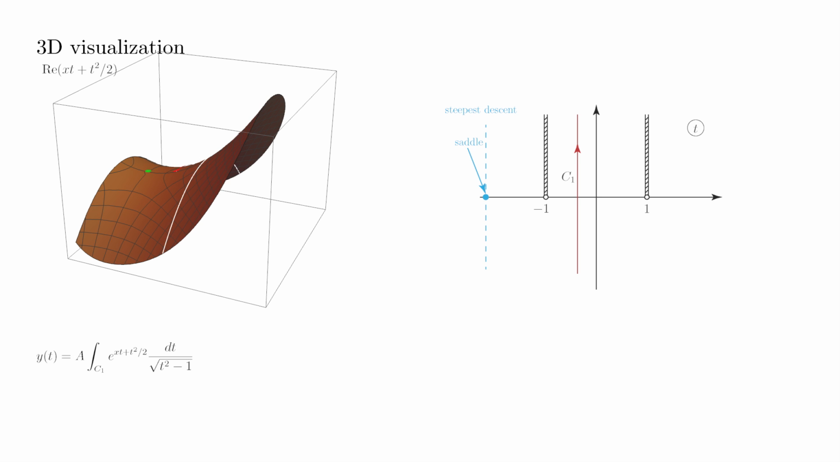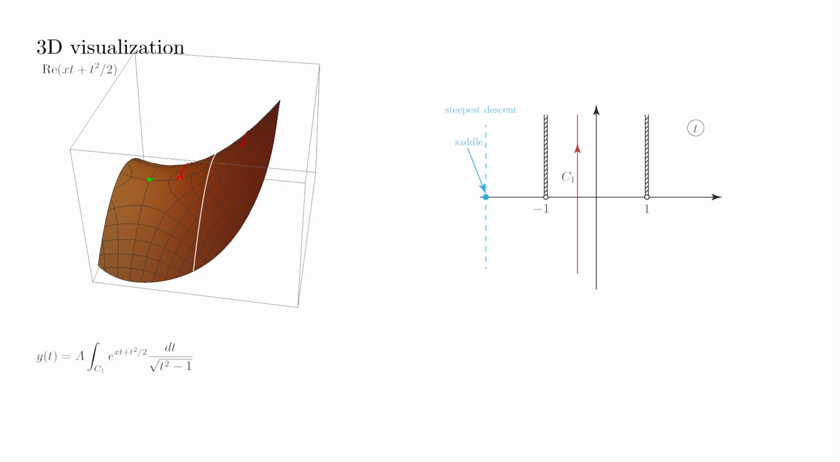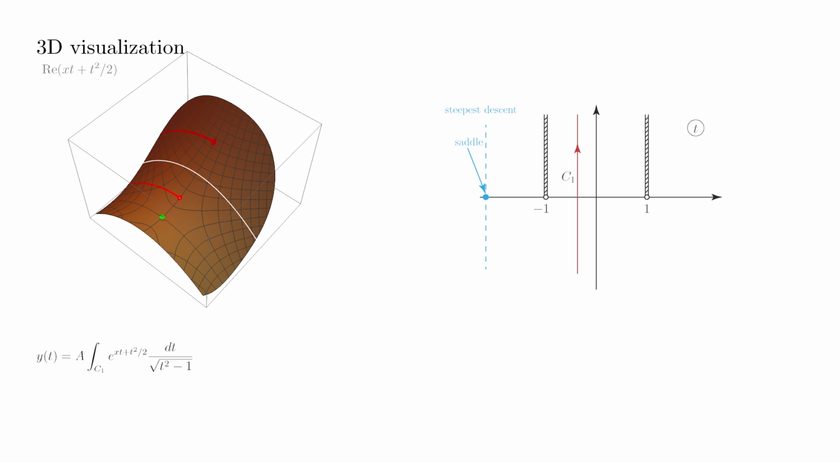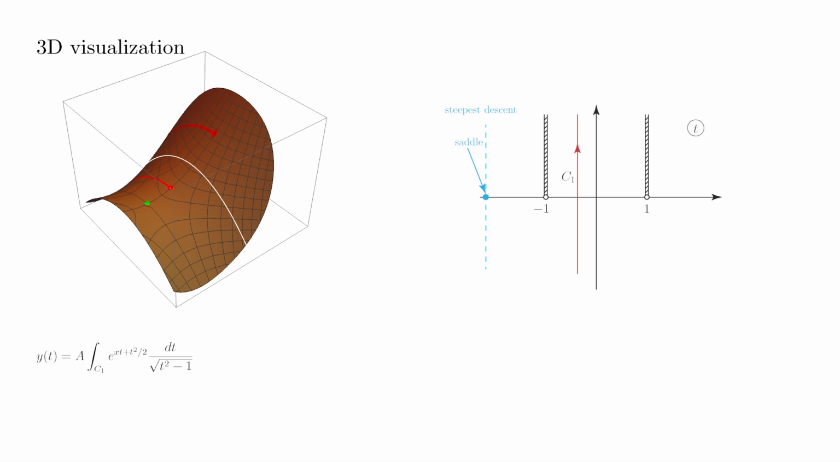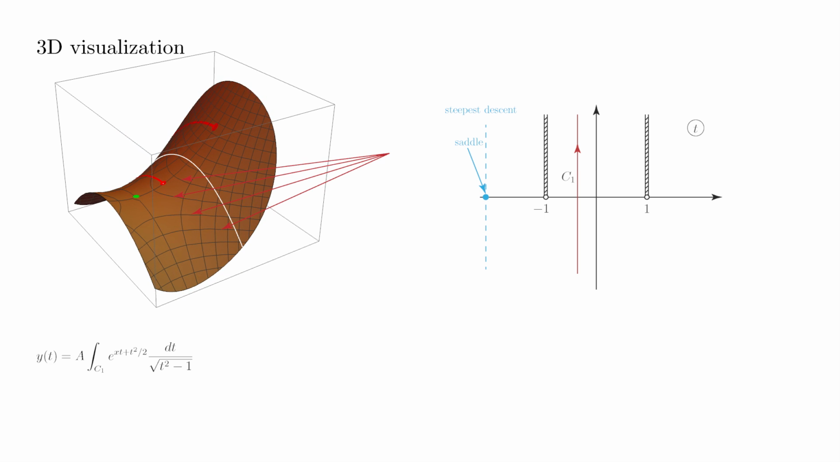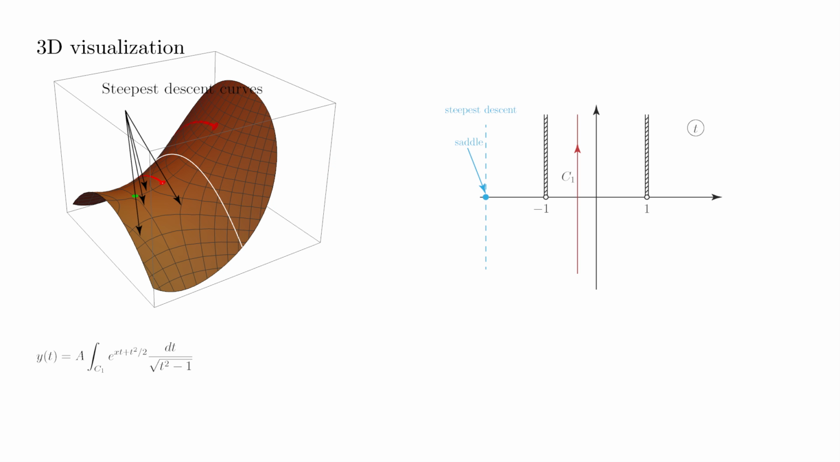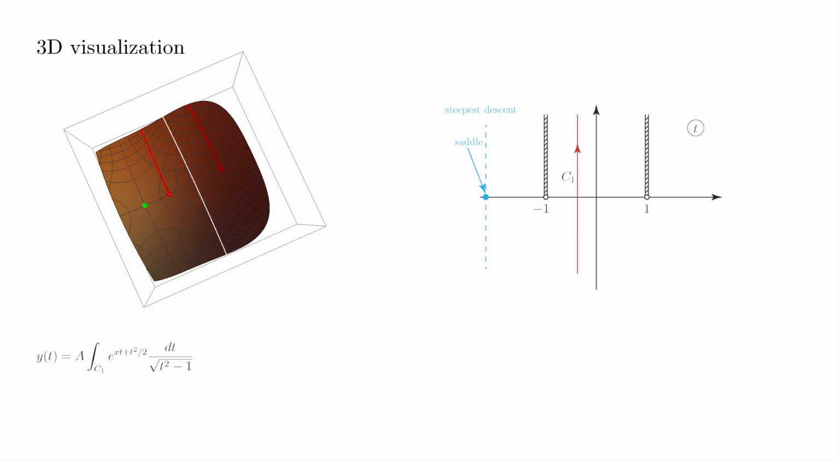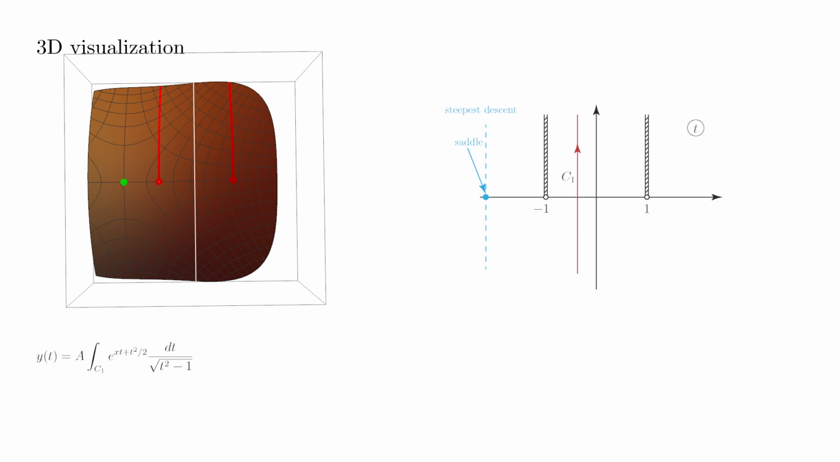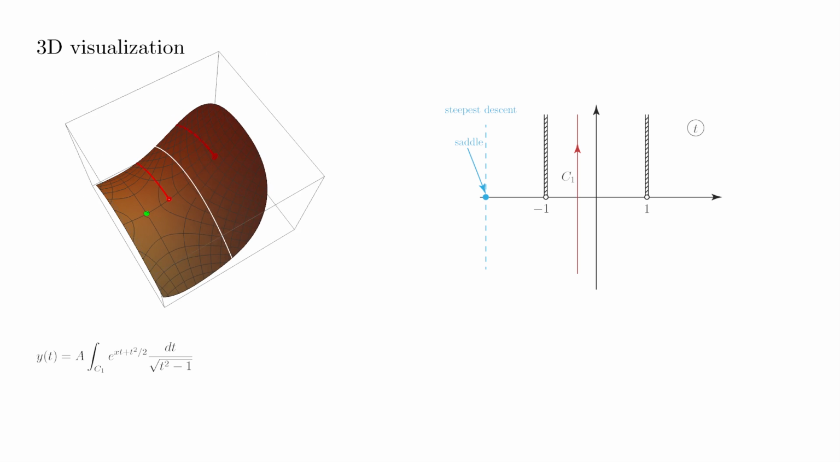Here is the plot of the real part of the exponent function. Pay attention to the mesh. It consists of two families of curves. The first family are the level lines of the surface that you see. The second family is the steepest descent or stationary phase curves. The white curve represents the initial placement of the contour. The green dot marks the position of the saddle. The red lines and red dots are the branch cuts and branch points.